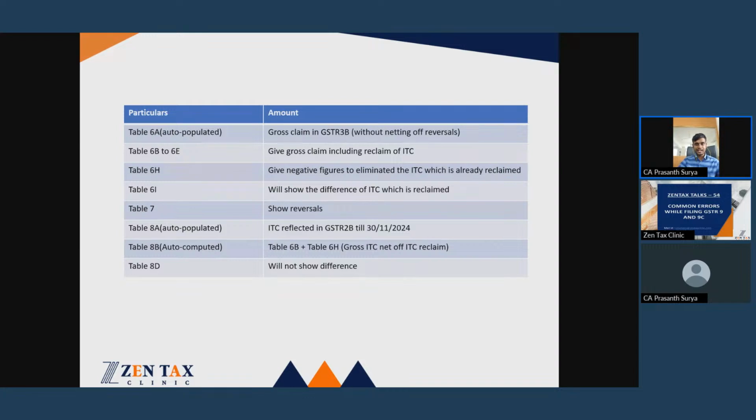That is, not factoring in the value that we have reversed through GSTR3B or that is liable for reversal under section 17 subsection 5. So they are only comparing the gross. So please give the gross values itself. The net value and the reversal value, we have a separate table to disclose it, in table 7 or table 8 and so on.